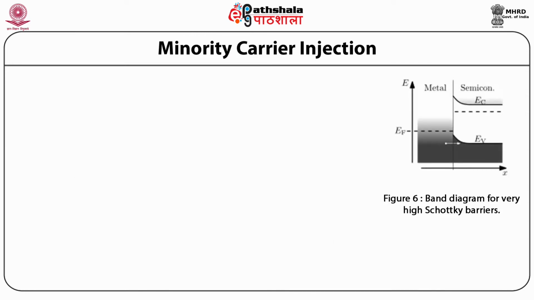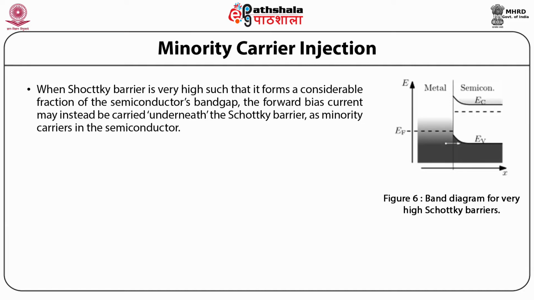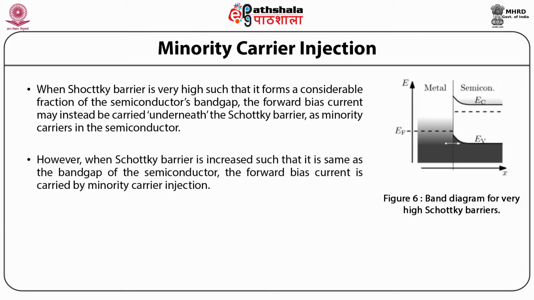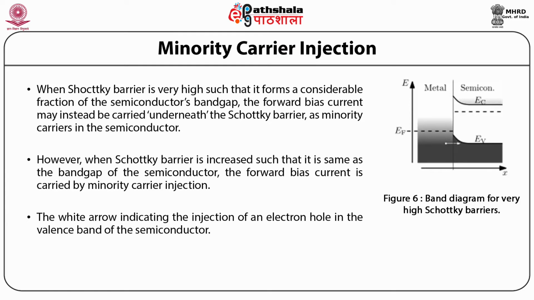Minority carrier injection. When the Schottky barrier is very high, such that it forms a considerable fraction of the semiconductor band gap, the forward bias current may instead be carried underneath the Schottky barrier as minority carriers in the semiconductor. However, when the Schottky barrier is increased such that it is the same as the band gap of the semiconductor, the forward bias current is carried by minority carrier injection. This is shown in figure 6 with the white arrow indicating the injection of an electron hole in the valence band of the semiconductor.